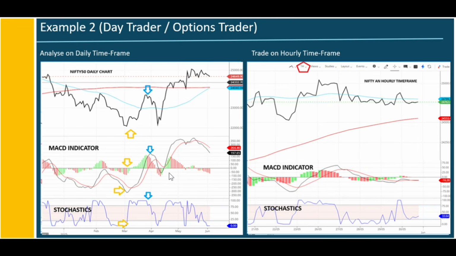So in the previous slide, we saw how the long-term investor or trader can buy and sell using the MACD. In this slide, we're going to see how intraday options traders or intraday traders can use MACD along with the price analysis. On the left side, I'm showing the Nifty 50 daily chart, and on the right side, the hourly time frame as well. On the left side, I will do the analysis, and on the right side, I will do the trading.